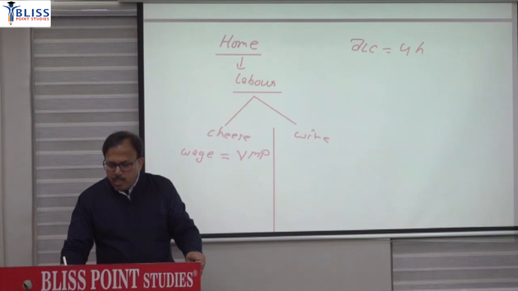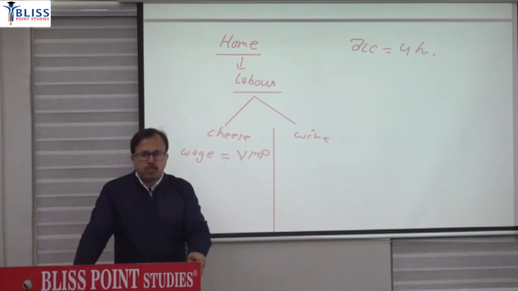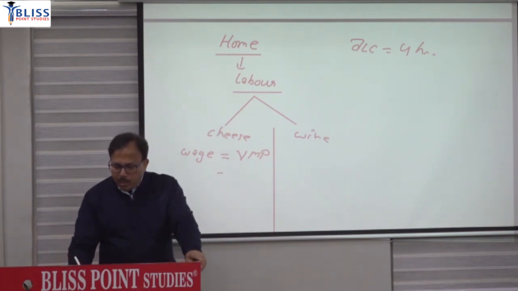ALC was stated as 4 hours. It means what? To produce 1 unit, it will take 4 hours. So in 1 hour, 1 by 4 unit can be produced. और 1 घंटे में जो produce करेंगे, that will be called as marginal product. Marginal product of labor is how much quantity you produce in 1 hour. So when you calculate value of marginal product, it is price of product multiplied by marginal product.